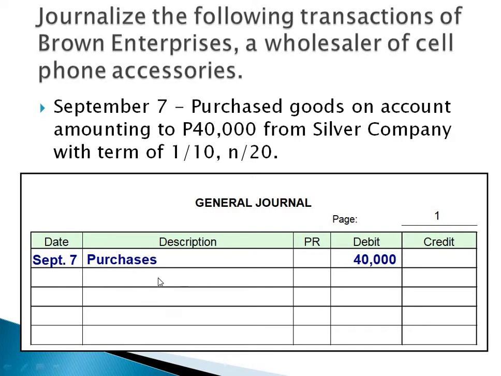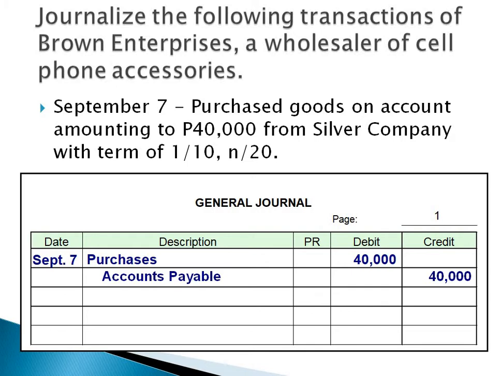Now, what must be the credit here? Purchase goods on account. When you sell merchandise on account, you increase your asset accounts receivable, right? When you buy or purchase merchandise or goods on account, you increase your liability accounts payable. Brown Enterprises purchase goods or merchandise on account. Therefore, its accounts payable increased. And to increase, normal balance of liability, credit accounts payable for 40,000.